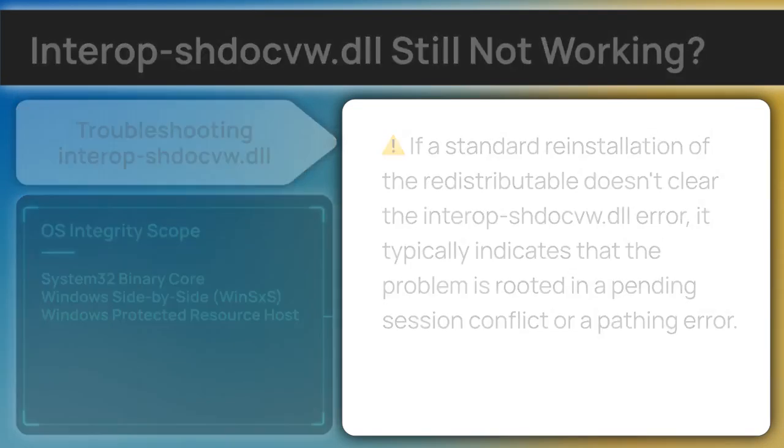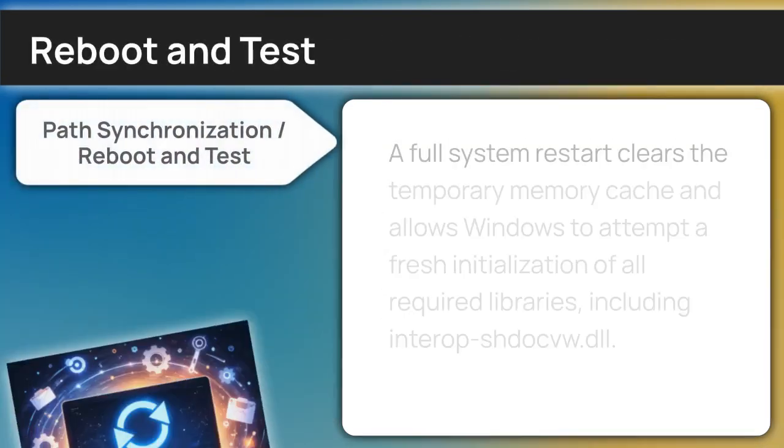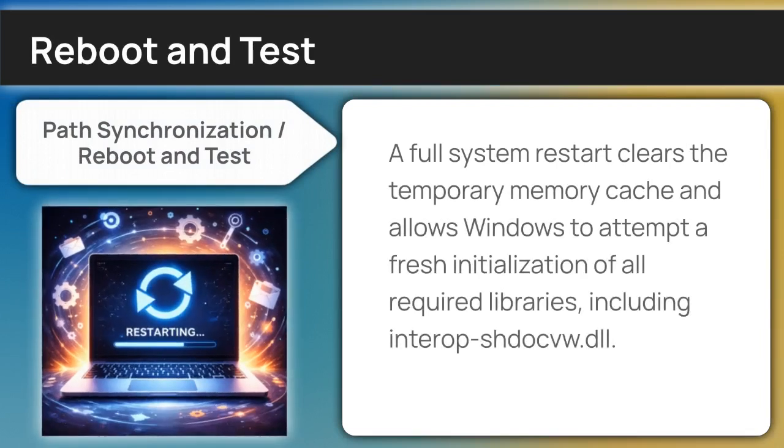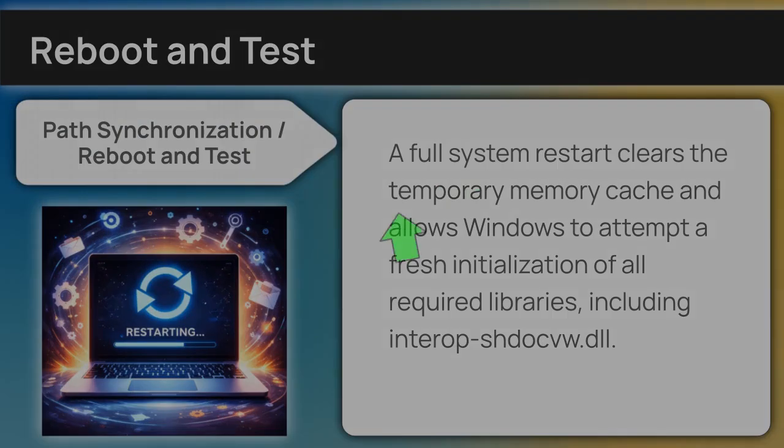Persistence of this error after a clean reinstall suggests that the issue may reside within the current user session's initialization. A quick reboot can determine if the error is transient. While it won't fix a deleted file, it can re-establish the connection between your software and the Interop Shdocvw file if the path was temporarily busy.